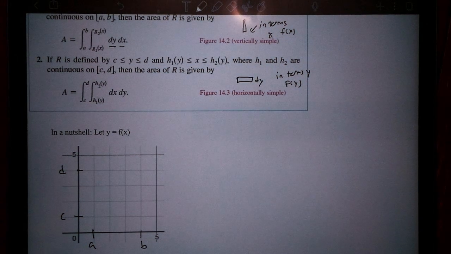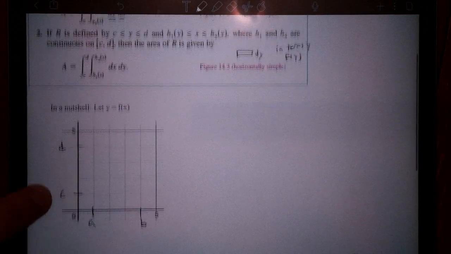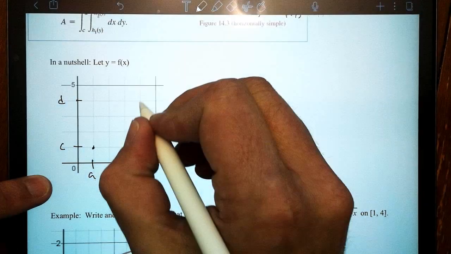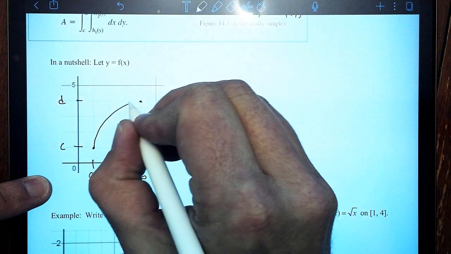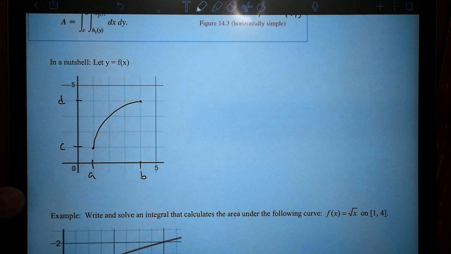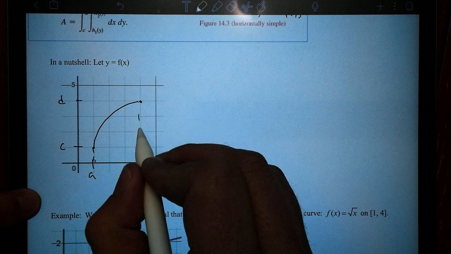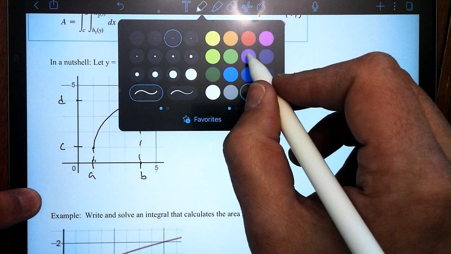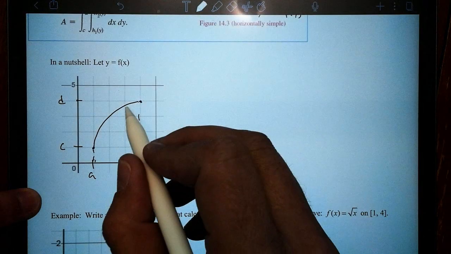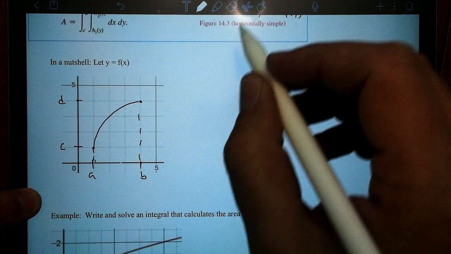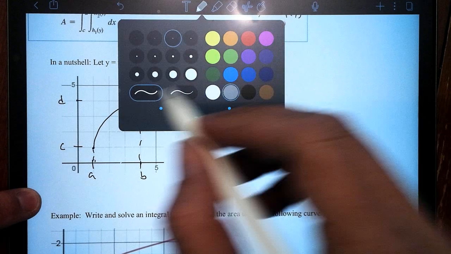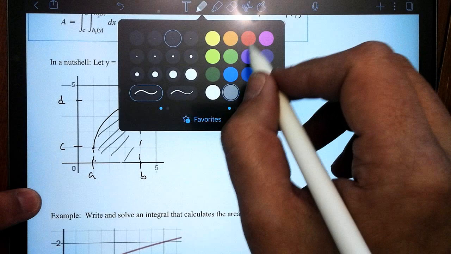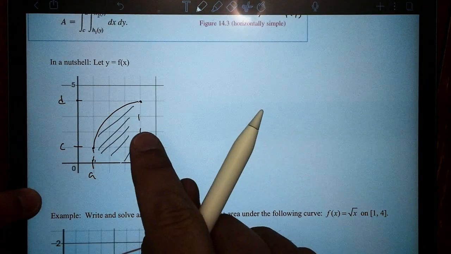So let's take a look at what this is really saying. In a nutshell, let's imagine we have some function f of x. Now we know it starts here and it meets here, and we have this function right here. And what we want to do is find the area underneath this. So I'll shade in the area. That didn't show up too well, so let's see. Wow, white does not work out too well on a white backdrop. There we go, so we choose gray. So we want to find the area of this region.